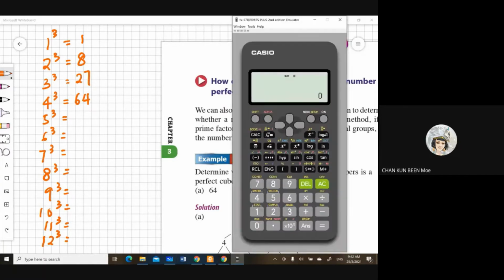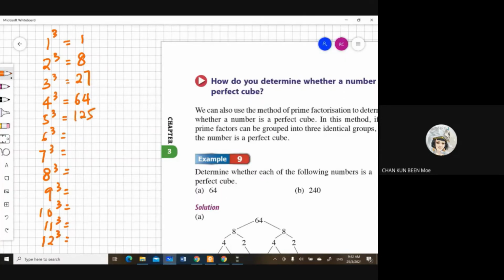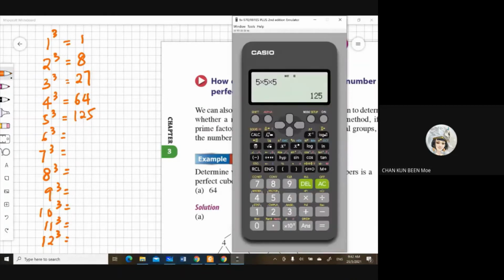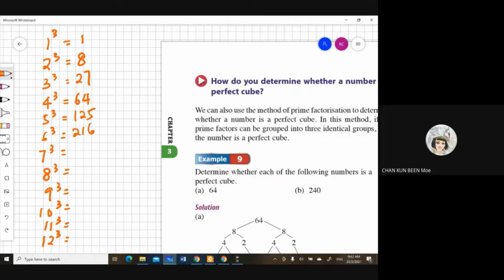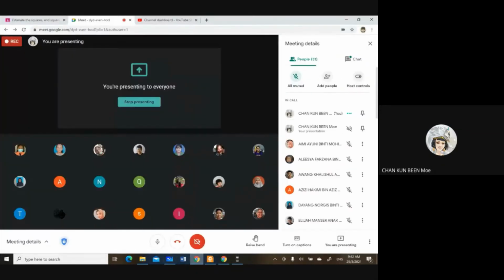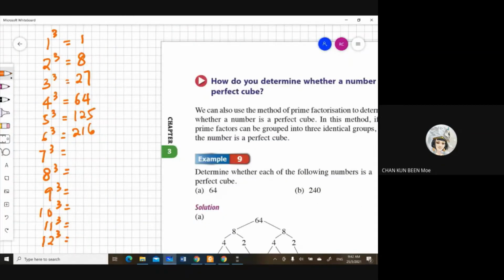So over here, for example, 5 cube, you are going to press 5 times 5 times 5, and you get the answer. Okay, it's 125. Sorry, I also made mistake just now. So 6 times 6 times 6, you also get the answer for me. 216. Okay, thank you. So I give you about 30 seconds. Can you finish everything right now? 30 seconds. Yes. I'm going to get the answer from you all. Up to 12.